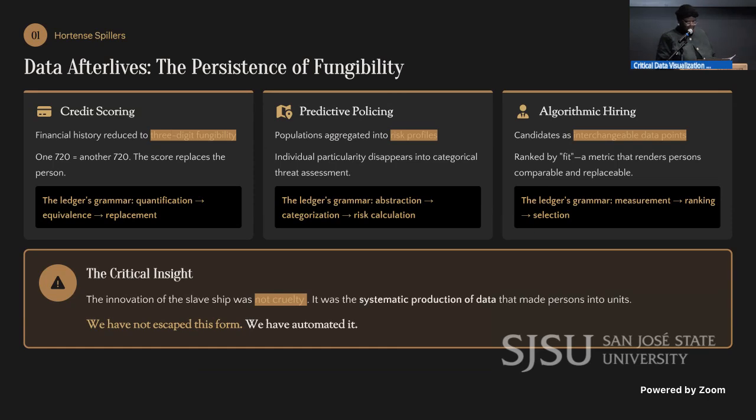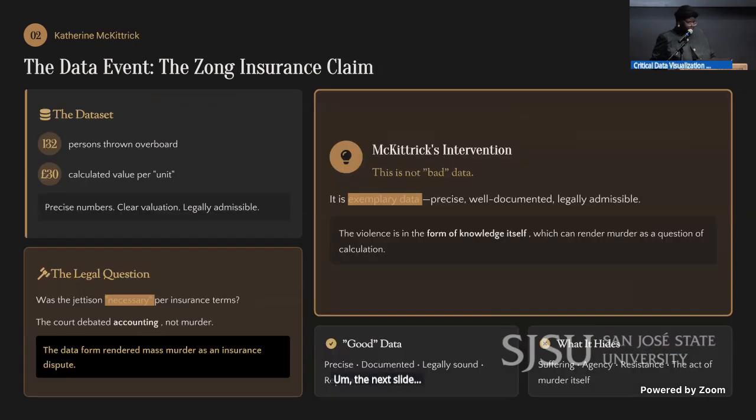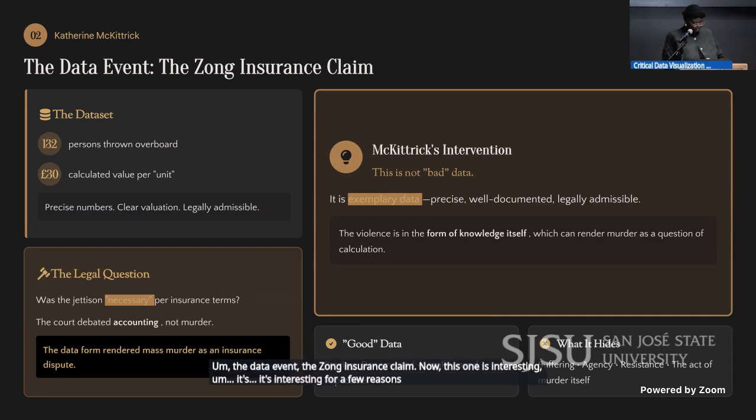The next slide. So here we're going to move on to Katherine McKittrick, the data event, the Zong insurance claim. Now this one is interesting. It's interesting for a few reasons, but I think you'll see why. Spillers shows us the data form here. Katherine McKittrick asks us to look at what happens when that form encounters crisis. When the data meets something it cannot account for, yet must account for.